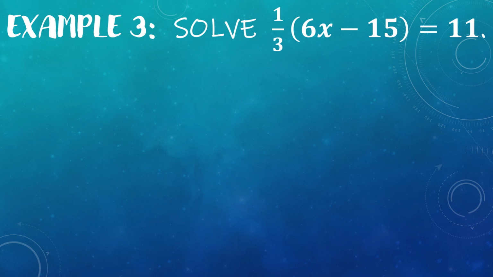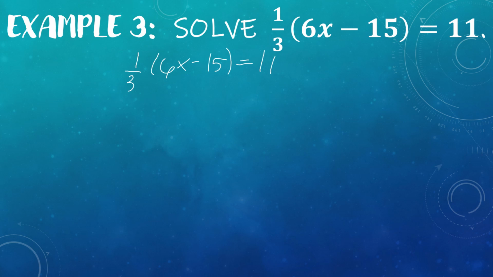So let me write the equation down. We've got 1/3 times (6x minus 15) equals 11. So the first step is going to be to multiply by your least common denominator. And you're going to do that to every term on both sides of the equation. Well, the good news is we only have one denominator, so our least common denominator, or LCD, is going to be 3.